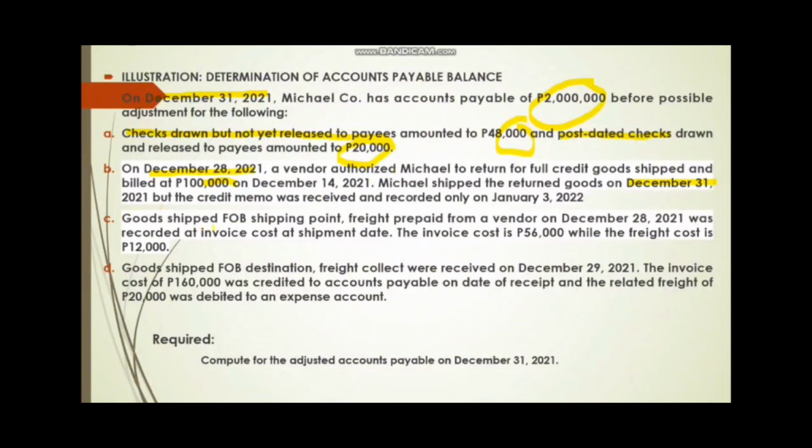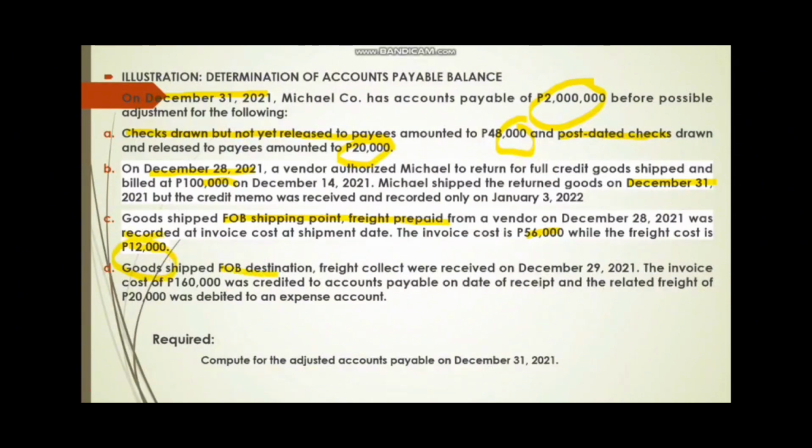Goods shipped FOB shipping point and freight prepaid from a vendor on December 28, 2021 was recorded at invoice cost at shipment date. The invoice cost is 56 while the freight cost is 12,000. In letter C, we have unrecorded freight shouldered by the seller. So the buyer should shoulder the freight, but the seller is the one who shouldered it, so we will add it.